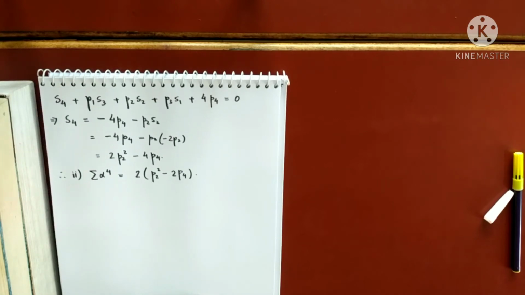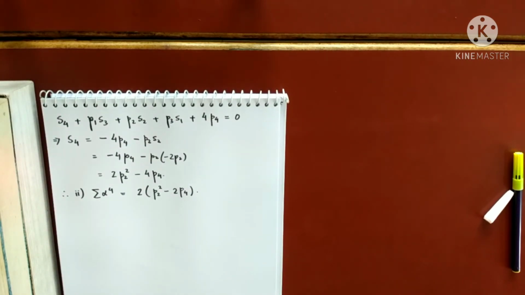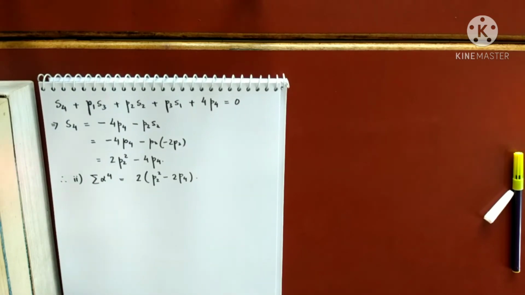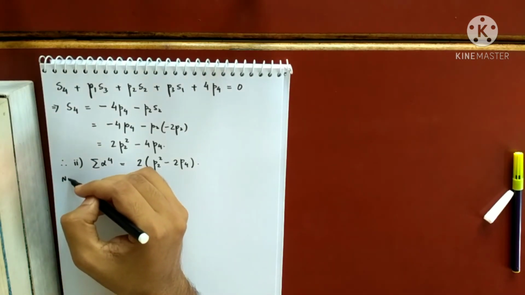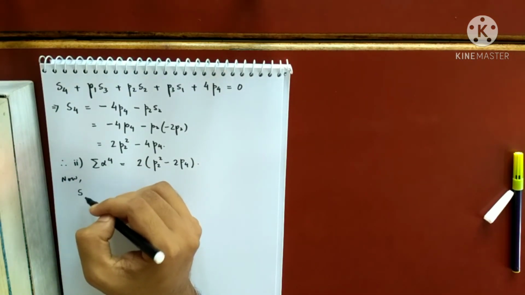You see, now they have asked you to find S6 directly without finding S5. So what you can do, you can first find S5 and go for S6. But I will not waste my time by finding S5 for this question. Why, you will understand. Now, the last one, just write S6.